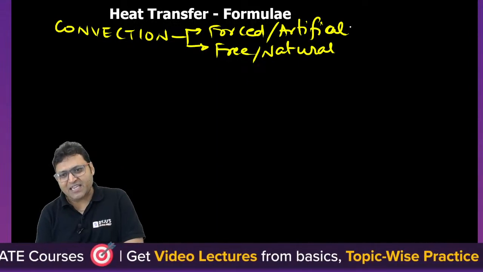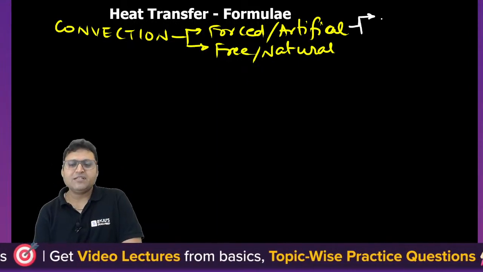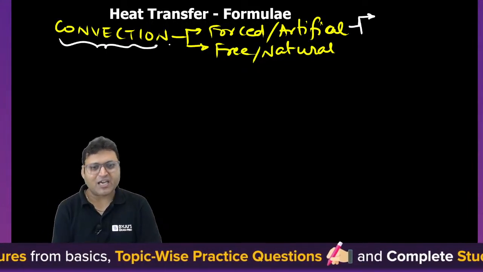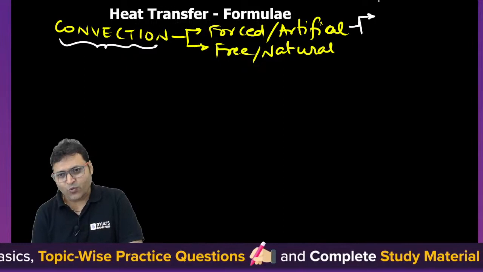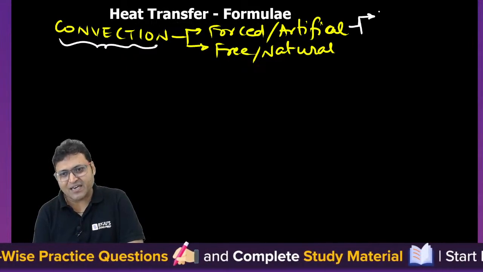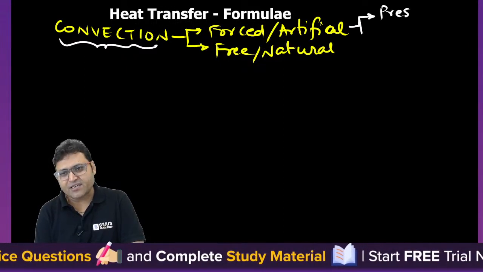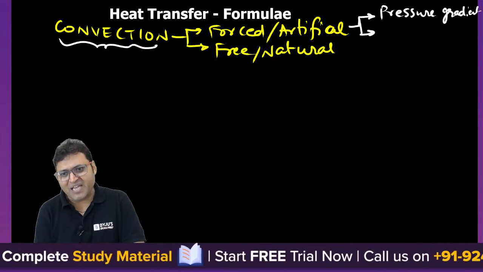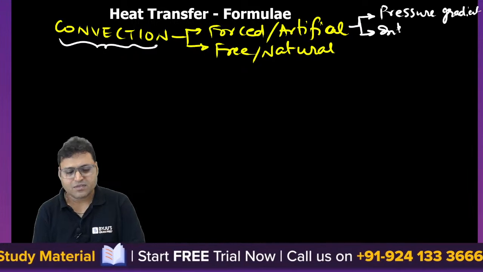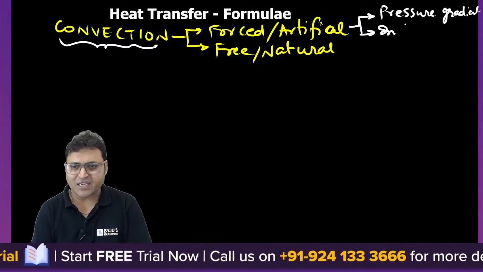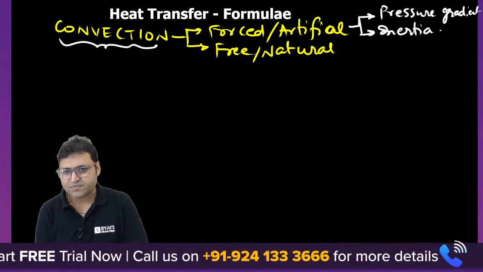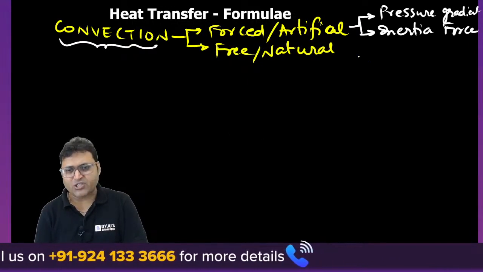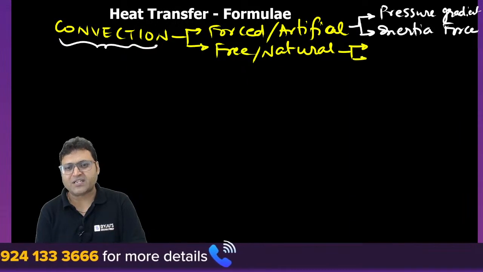Based on the fluid motion, convection can be divided into two types. What are the governing parameters in artificial convection? One is the pressure gradient. The variation of pressure will develop the inertia force. These are the two factors governing the forced or artificial convection.